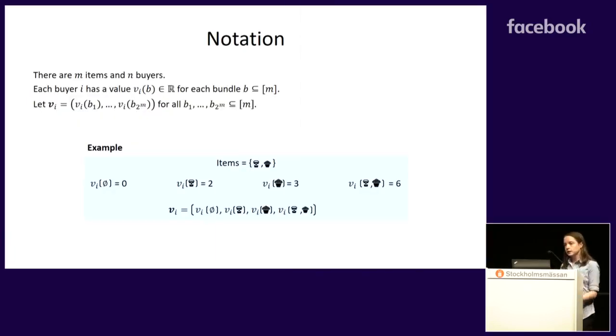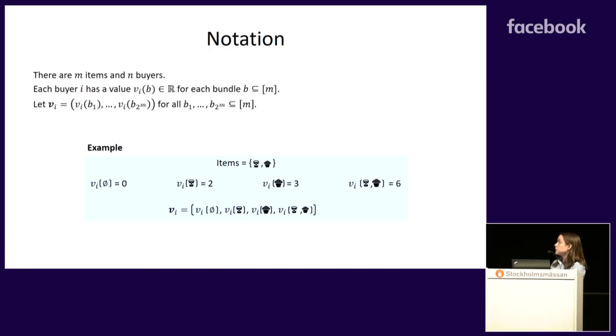Okay, so now that we've seen a few different examples of mechanisms, I want to go over some notation so we can talk about mechanisms slightly more formally. So throughout this talk, there are going to be m items for sale and n buyers. Each buyer i is going to have a value, v_i(b), for each bundle b. So b is a subset of the m items. And we're going to denote all of buyer i's values for all 2^m bundles as this vector.